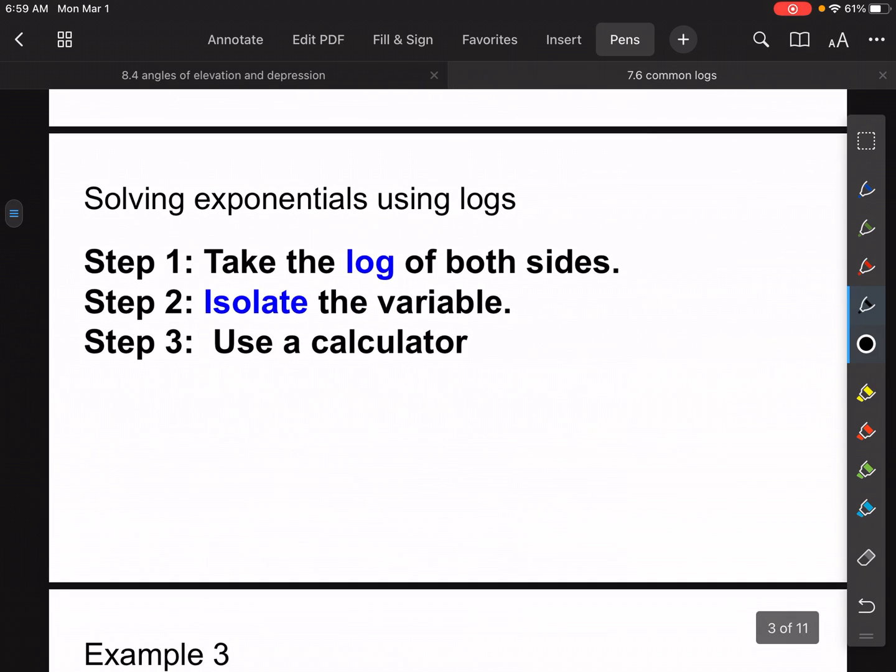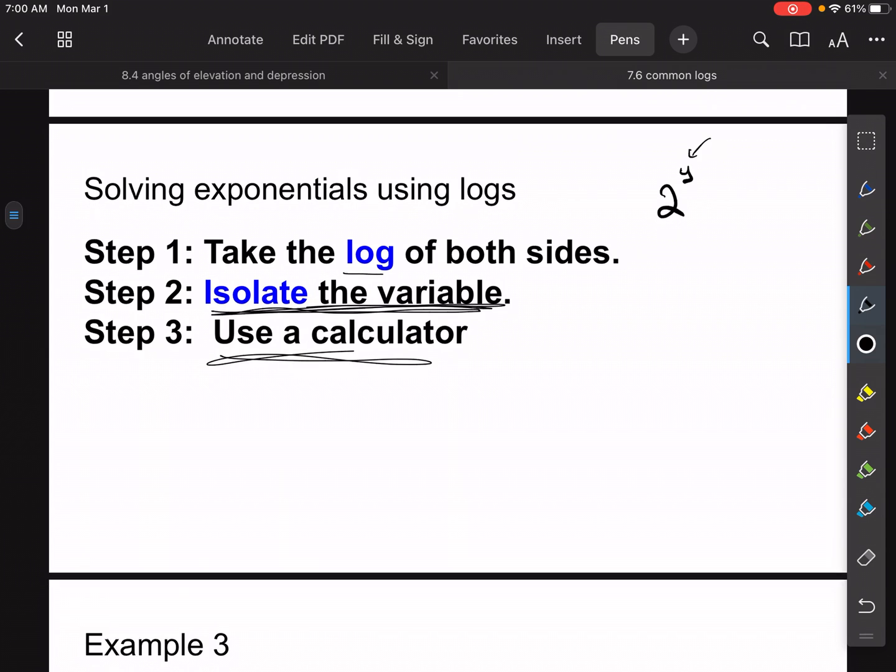So here we go. Solving exponentials using logarithms. What you're going to do to solve these exponentials is, when you have something like 2 to the y and you're trying to solve for that variable that's in the exponent, you're going to take the log of both sides, isolate the variable, just like Algebra 1, and then use a calculator to solve the logarithm.